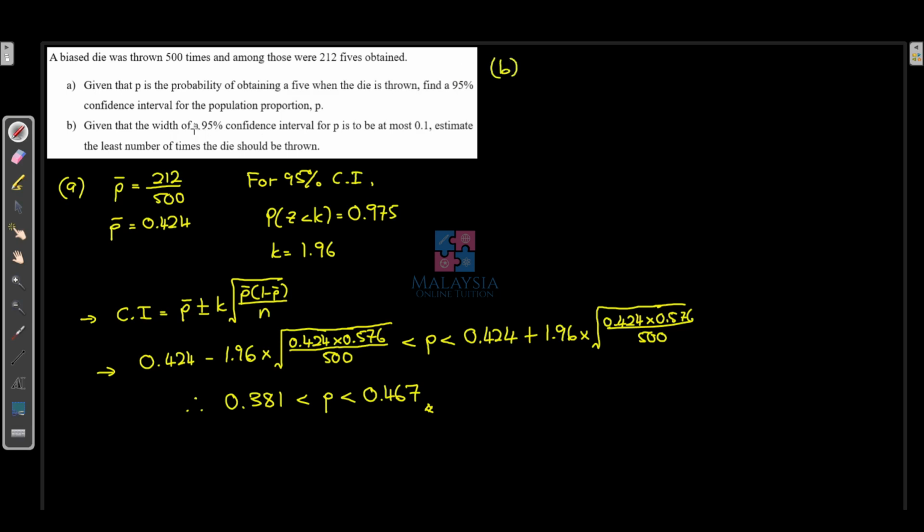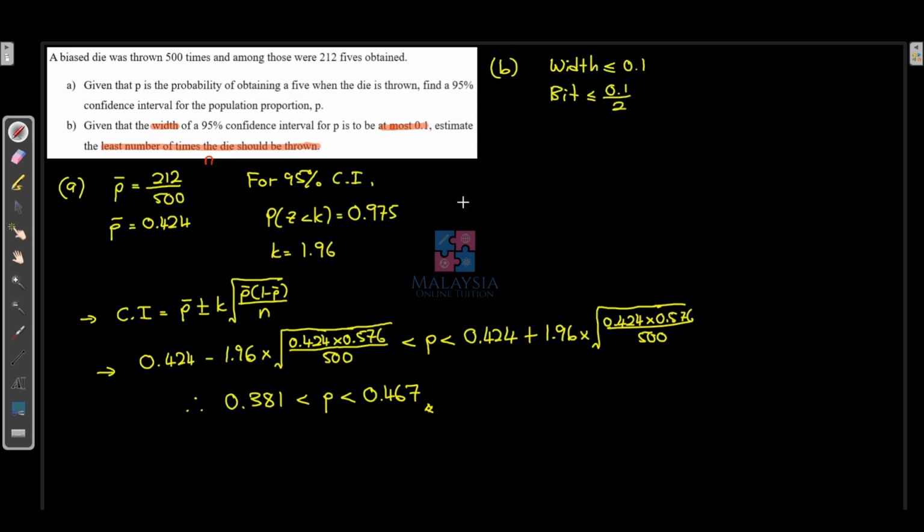For part B, given that the width of a 95% confidence interval for P is to be at most 0.1, estimate the least number of times the die should be thrown. The least number of times the die should be thrown is the value of n, so we are looking for the value of n now. Remember they said the width is at most 0.1, so remember width and then bit. Start with width. Width must be at most, meaning maximum is 0.1, so we can write less than or equal to 0.1. Then the bit is less than or equal to 0.1 divided by 2.